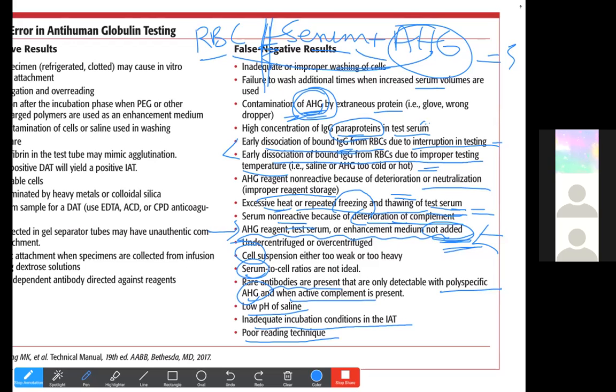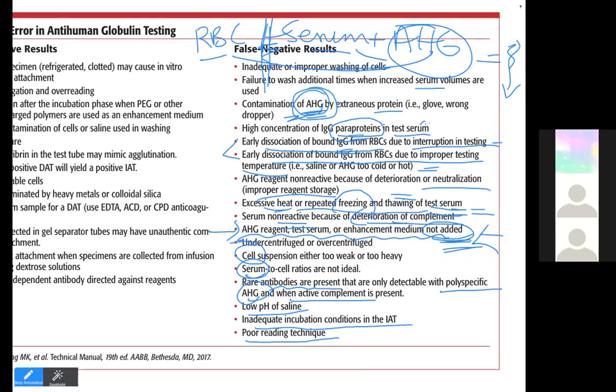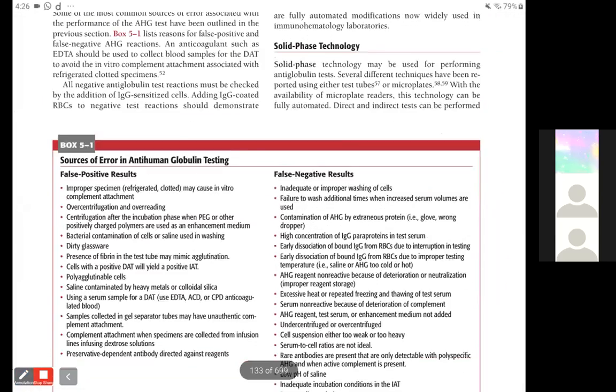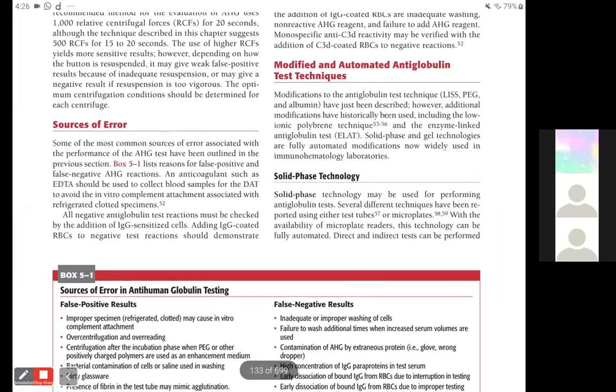Then also the reading techniques that are used. That is, if you do not read it microscopically, or if you do not view it under an agglutination viewer, you may miss certain agglutinations, and they may be a cause of false negative results. So this in a way summarizes all that we have done about the antiglobulin test. So we've gone into much of the sources of error.